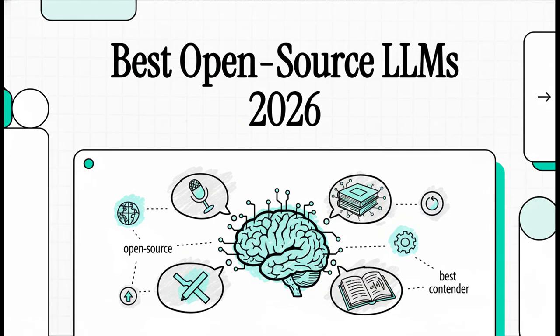All right, let's dive in. If you're building anything with AI in 2026, you're looking at a wild landscape, just packed with amazing open source language models. But with so many options out there, how do you even begin to choose? Well, in this explainer, we're going to map out the absolute best contenders on the field today.